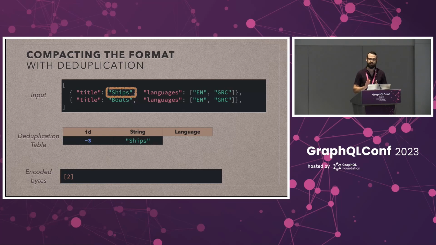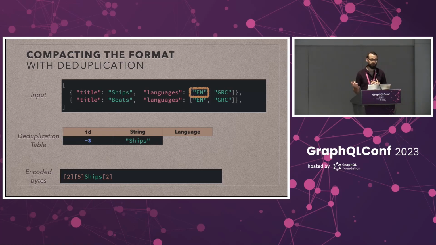So we'll just take note of that for later, and we'll actually write out the value to our buffer. First we write its length, which is 5, and then we write the UTF-8 bytes, which is just ships like that. And we can finally move on to languages. Languages is just another array, so we'll write its length, which is 2, and then we can move inside to encode this language enum value, which we're going to write as a string.